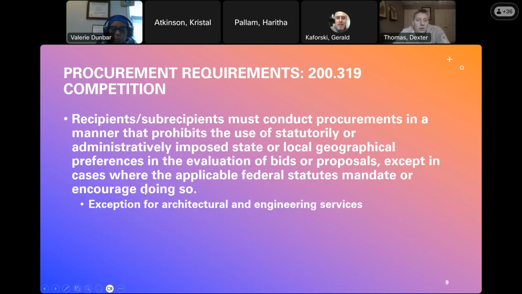Recipients and subrecipients must conduct procurements in a manner that prohibits the use of statutorily or administratively imposed state or local geographical preferences in the evaluation of bids or proposals, except in cases where the applicable federal statutes mandate or encourage doing so. There's an exception for architectural and engineering services.